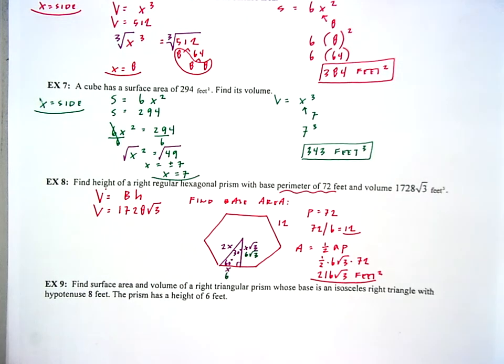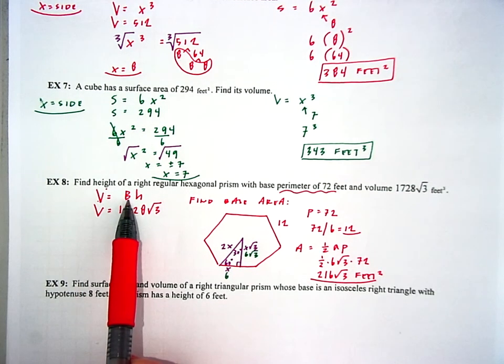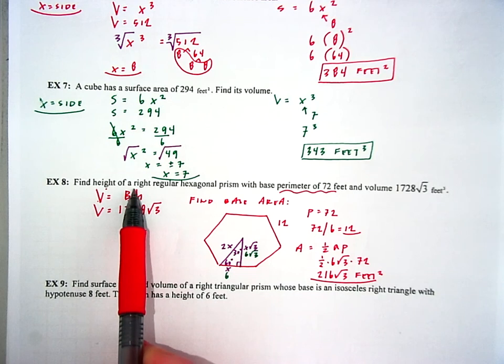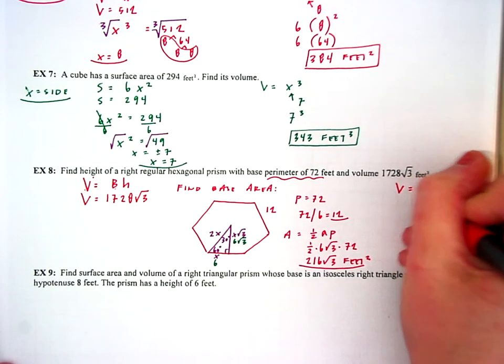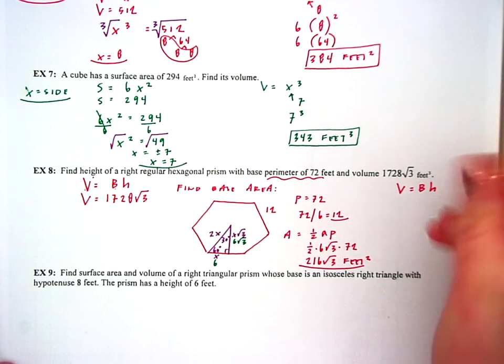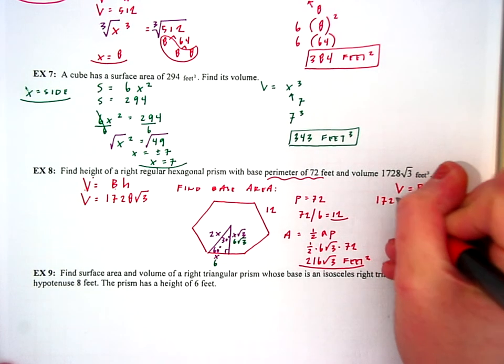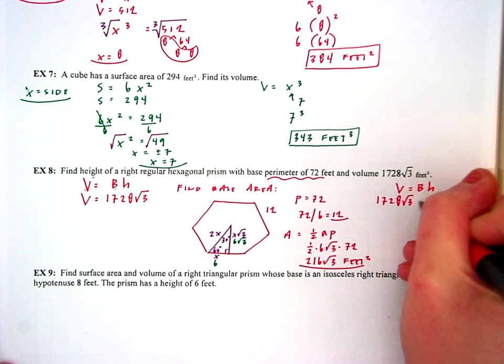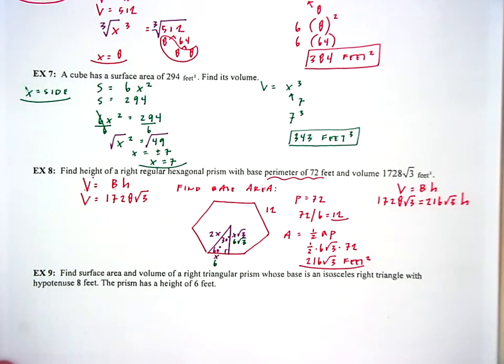So I actually now know my base area, and I know my volume, so I can solve for my height. Let me go back to the equation. Volume equals base area times height. And just plug in what I know. 1,728 times the square root of 3 is equal to 216 times the square root of 3 times the height.